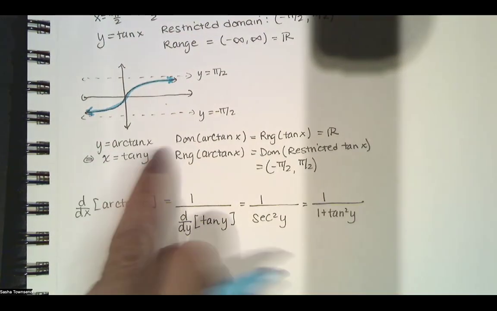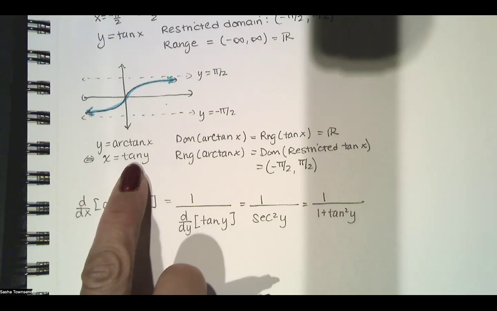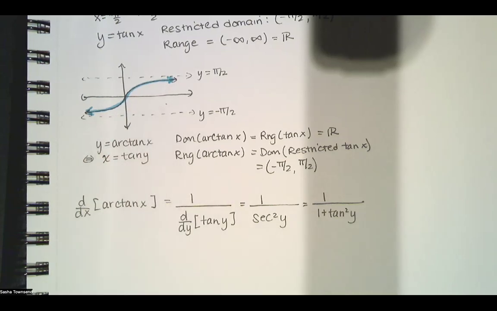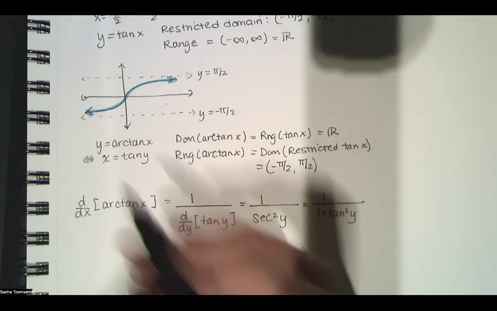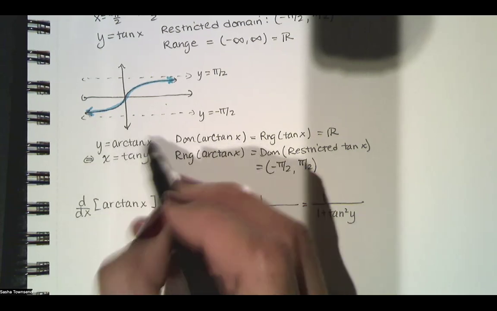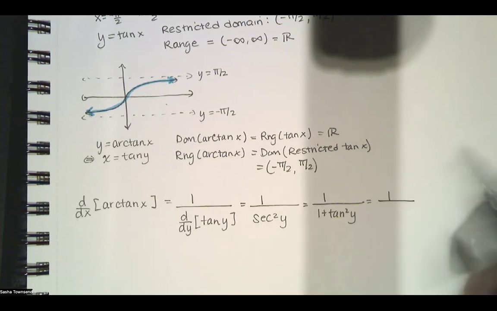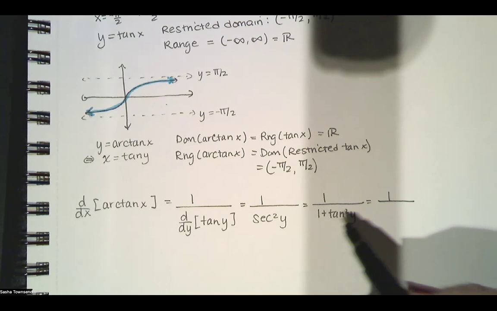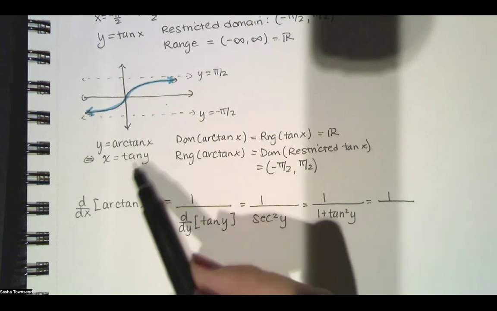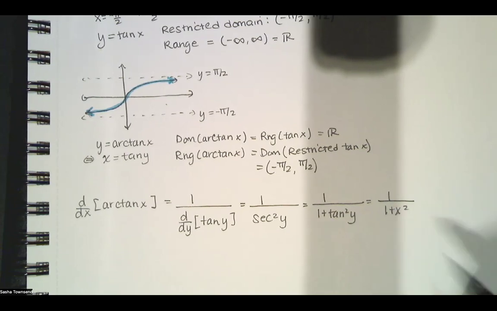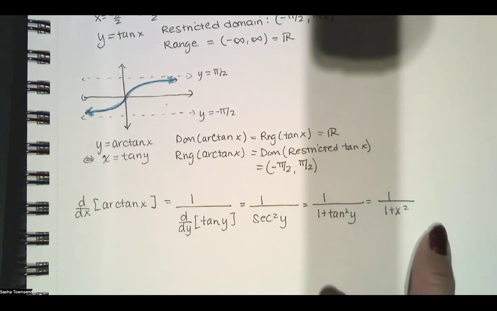In both cases, I'm talking about this set of points. So this just comes from rearranging this equation to solve for y. So those are equivalent to each other. Okay, well, this is 1 over 1 plus tangent squared y, where tangent of y equals x. So that's 1 over 1 plus x squared. So the derivative of arctangent is 1 over 1 plus x squared.